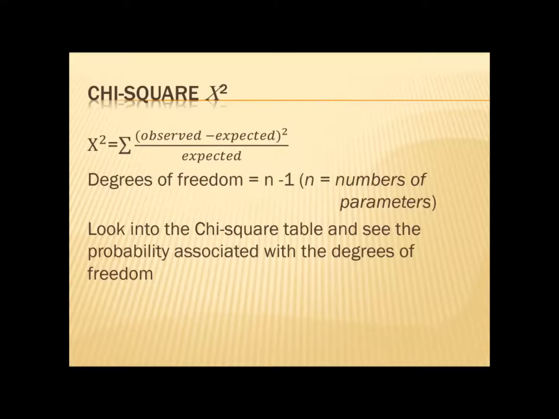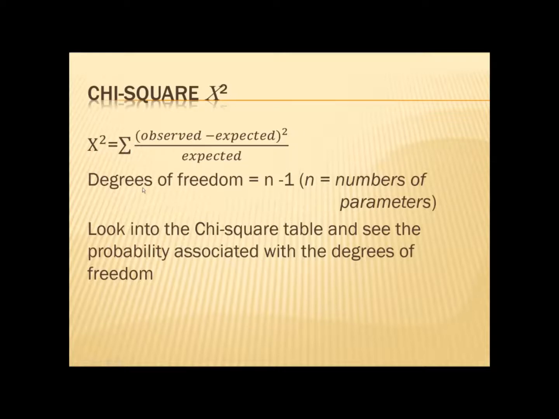So this is what is called the chi-square test. Over a set of observations, we look at the observed number minus the expected value, squared, divided by the expected value. That is what chi-squared is. And then you sum over all your observations.